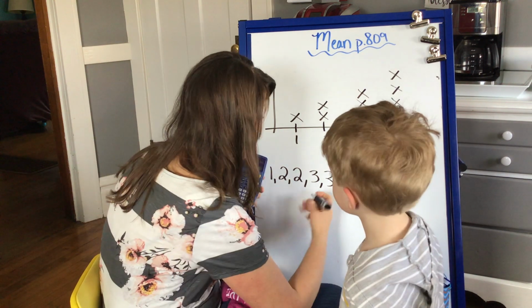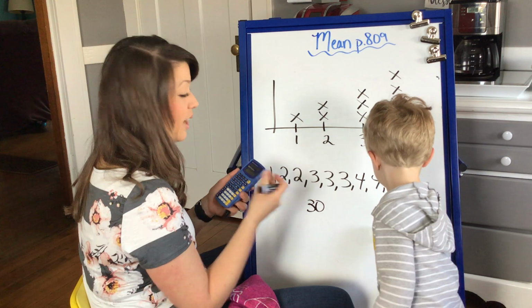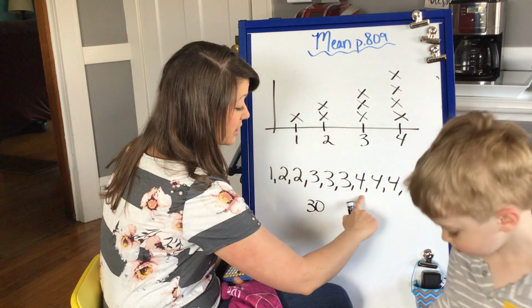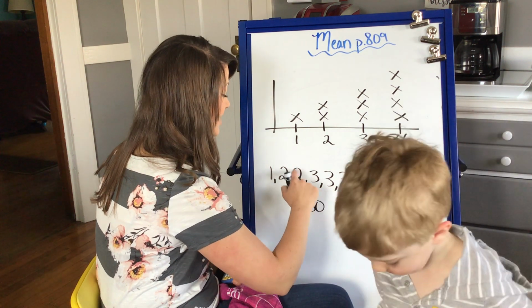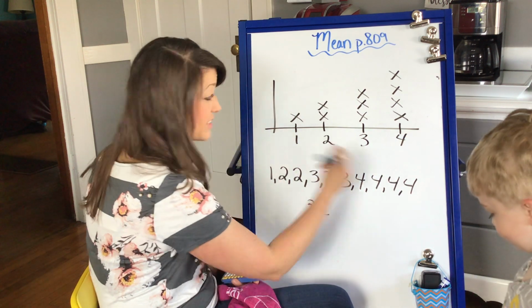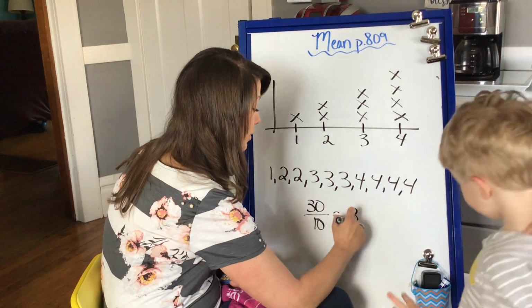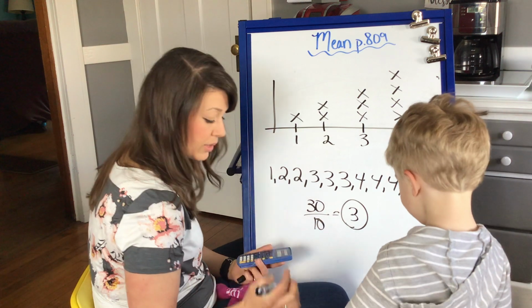I am going to add that again since my little helper might be distracting me a little bit. For this one, it might even be easier to just count them by hand. So if I say 4 times 4 is 16, 17, 18, 19, 20, 21, 22, 23, 24, 25, 26, 27, 28, 29, 30. Okay, 30, and then divide by, I have 10 numbers. So 30 divided by 10 would give me 3. So that means my mean score would be 3.